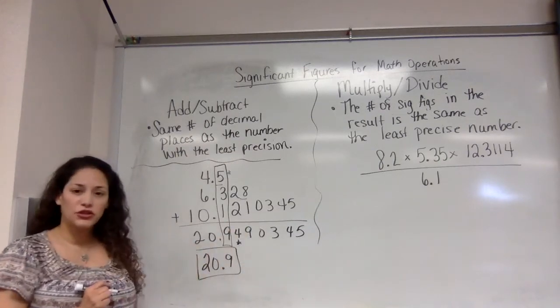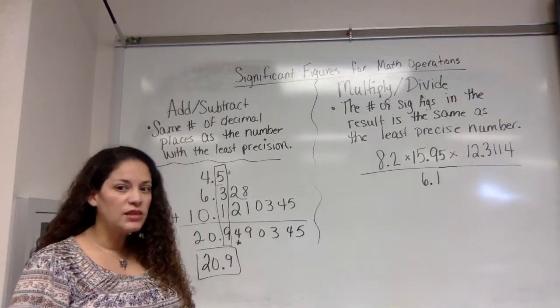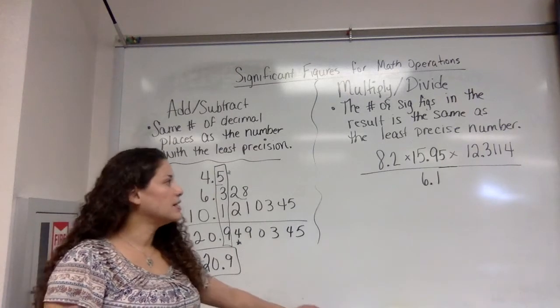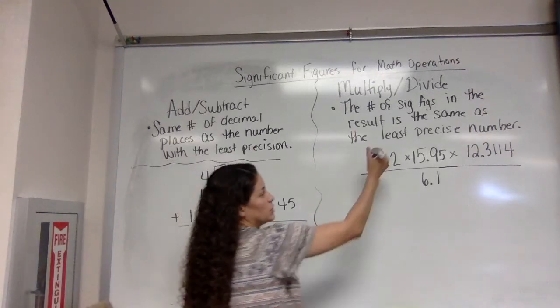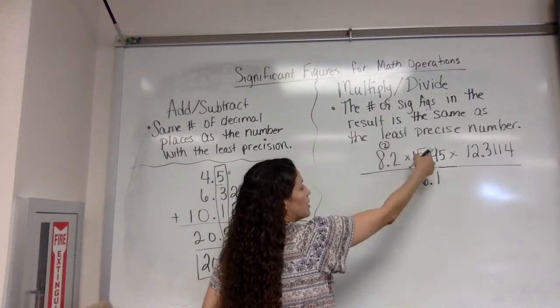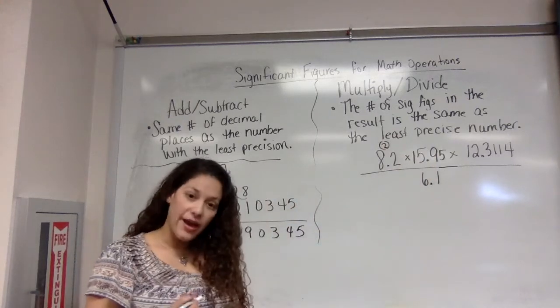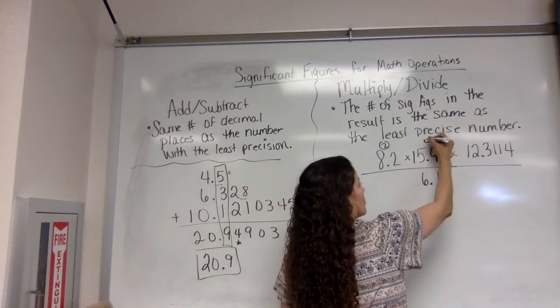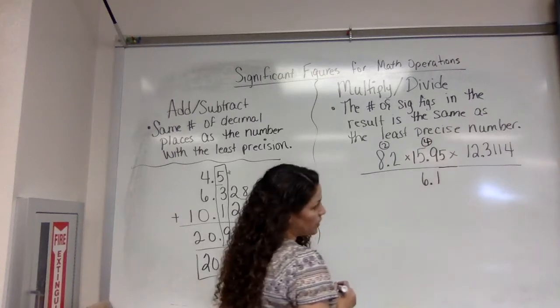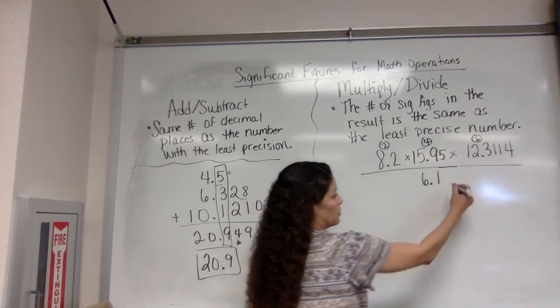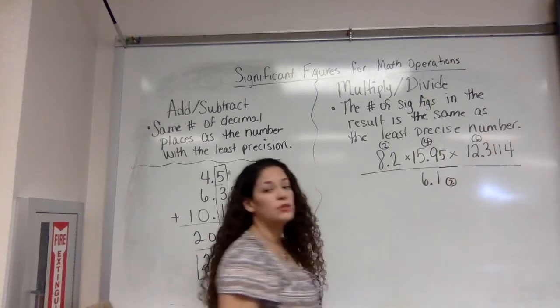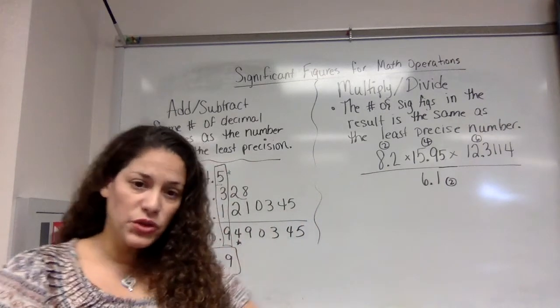And all those are just extra digits. For multiplying and dividing, the number of sig figs in the result is the same as the least precise number. So when I look at this one, 8.2 has 2 significant figures. This one, 15.95, has 4. I look at the next one, 12.3114 has 6 significant figures, and the 6.1 has 2 sig figs. So my final answer is going to have 2 digits.